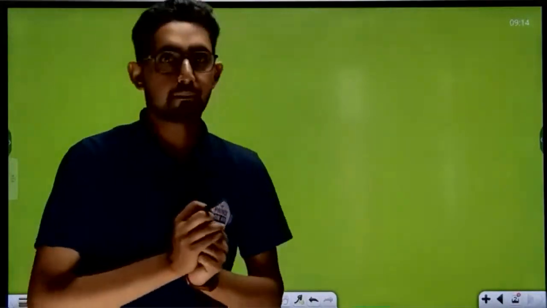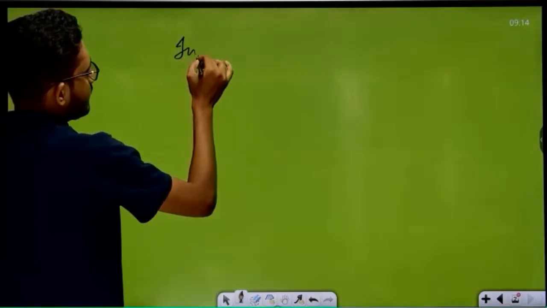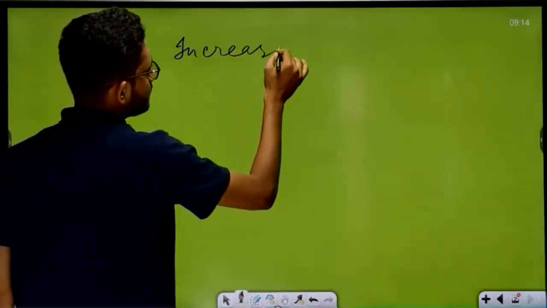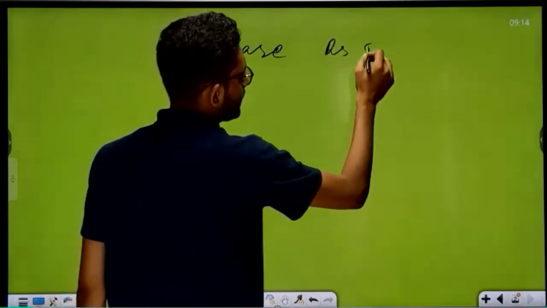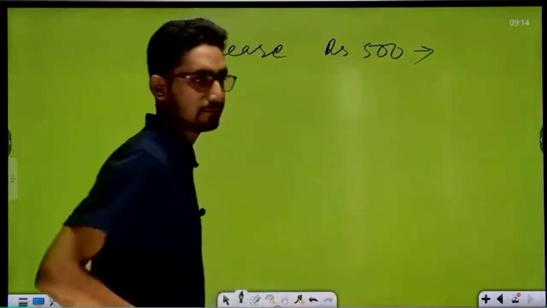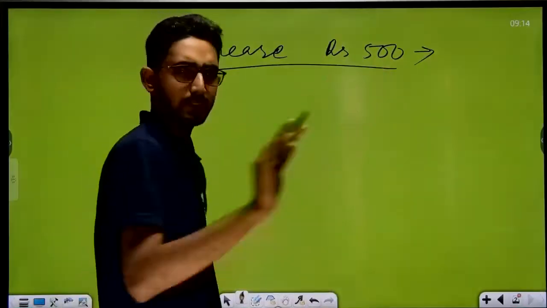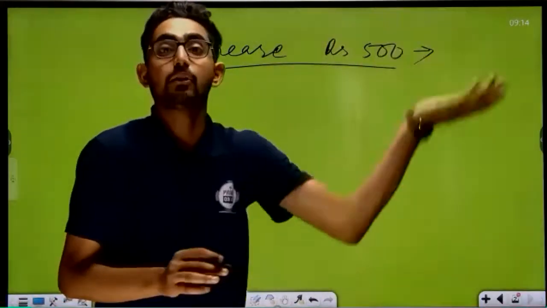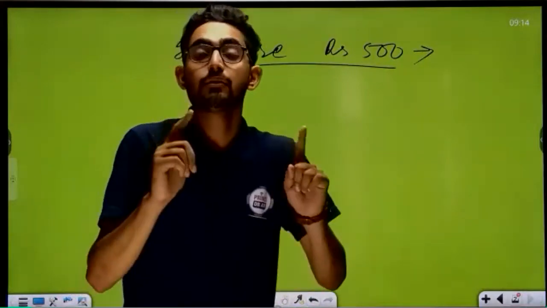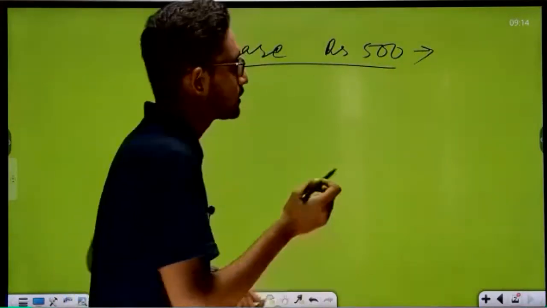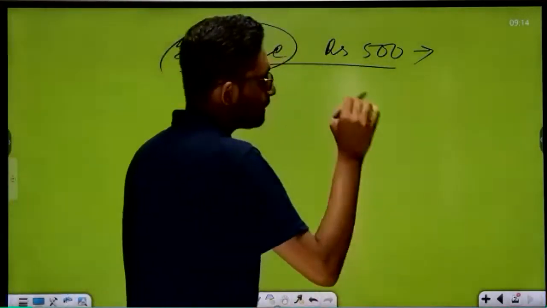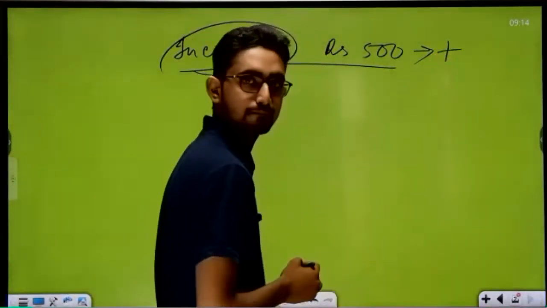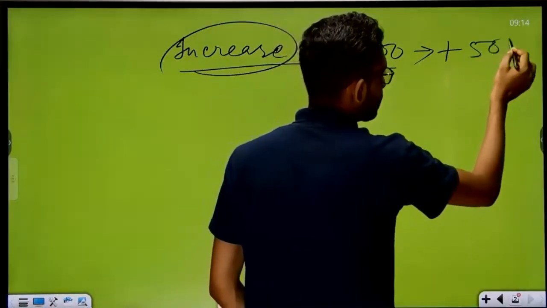Okay, now I will tell you a different thing, all of you see here. Now I will tell you some examples of negative numbers. Suppose I say increase rupees 500. This is a simple statement. Now how will we write this in terms of integers? How will we represent it in terms of integers? So actually this is increase, and increasing we can represent with a plus sign, and write down 500, plus 500.